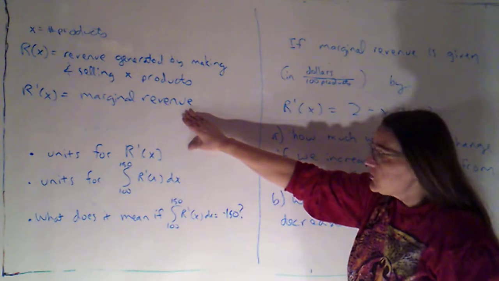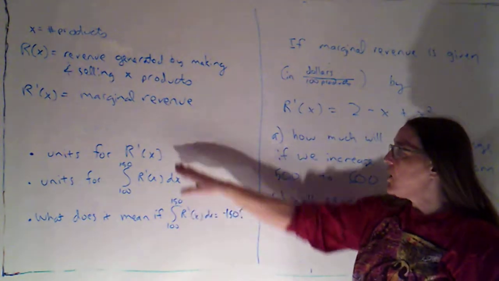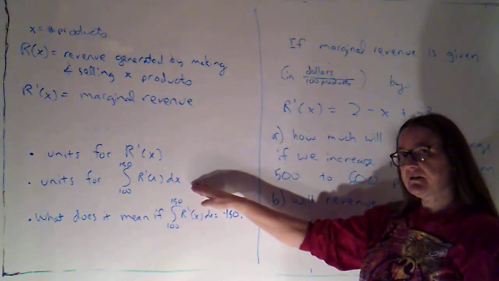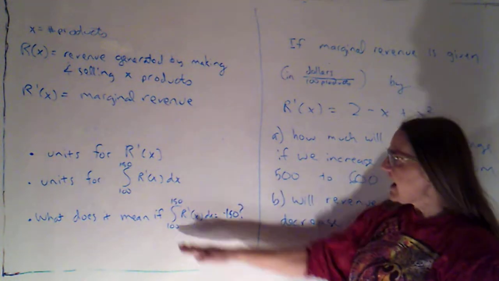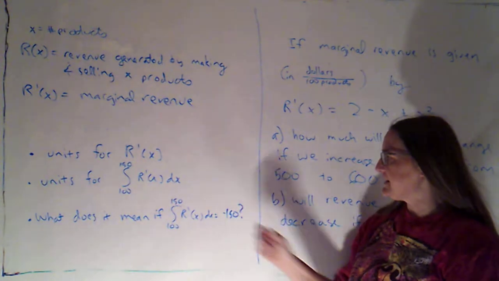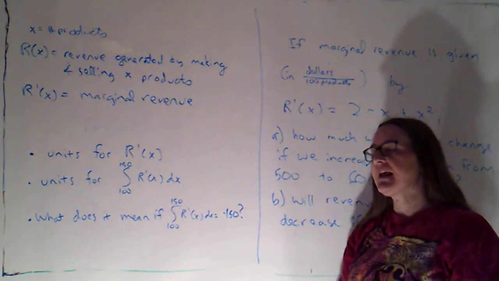So what I want you to do in a minute is just pause your video and write down the answer to these three questions. What are the units for the marginal revenue? What are the units we get if we integrate that marginal revenue? And then what does it mean if this integral of the marginal revenue is negative 150? So go ahead and pause the video, see if you can answer those questions.